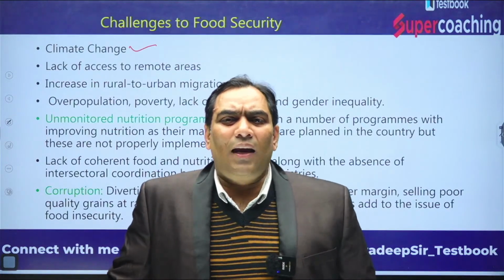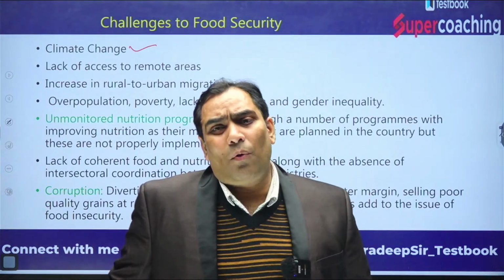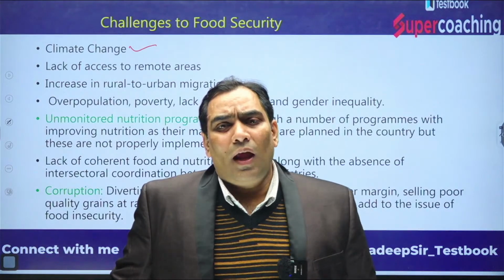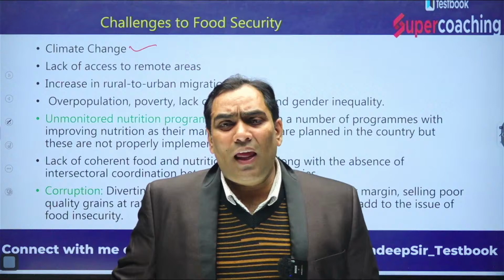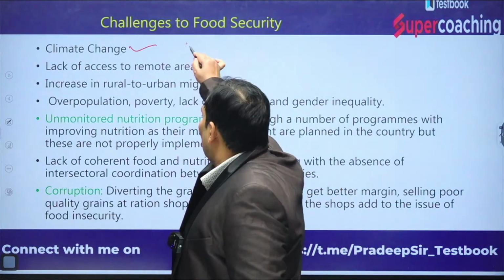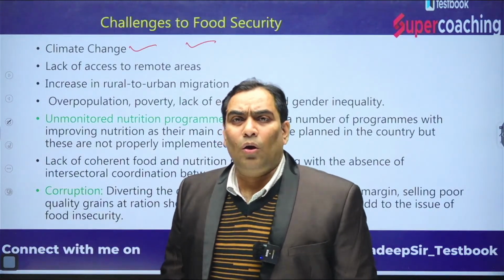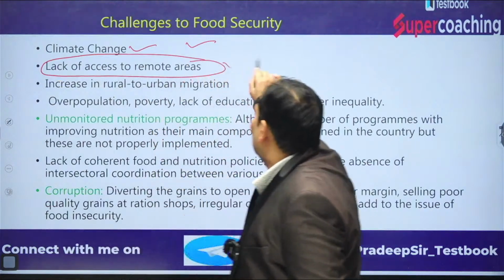So what are the challenges? That means our agriculture is still dependent on monsoon. 60% of agriculture is still dependent on monsoon, and there is erratic behavior of monsoon. Not only that, there is climate change. Not only this, there is lack of access in the remote areas.